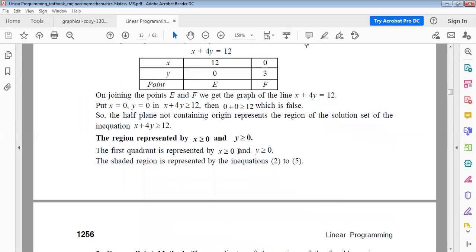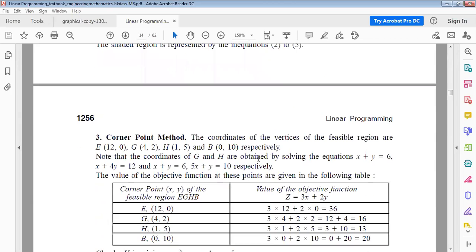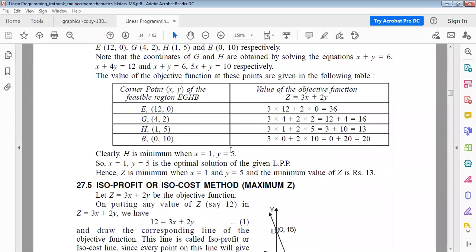Understand everybody? And how many corner points are there? This corner, this corner, this corner, and this corner point. So there are 4 corner points: E, G, H, B. For these 4 corner points, putting x equals 12, y equals 0 in this, we get 36. So the minimum is 13, and the minimum 13 occurs at 1, 5. So x equals 1, y equals 5 is the optimal solution of the given linear programming problem. So the minimum value of Z will be 13.